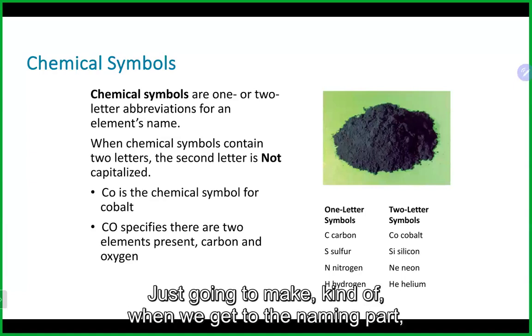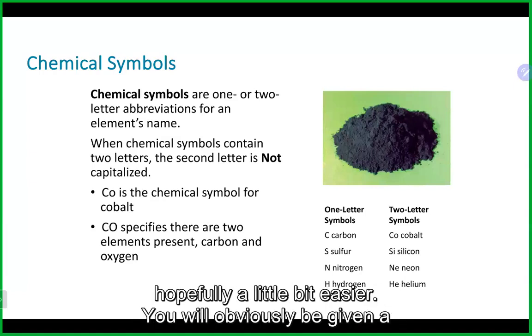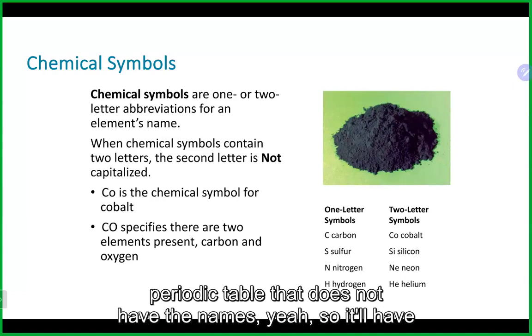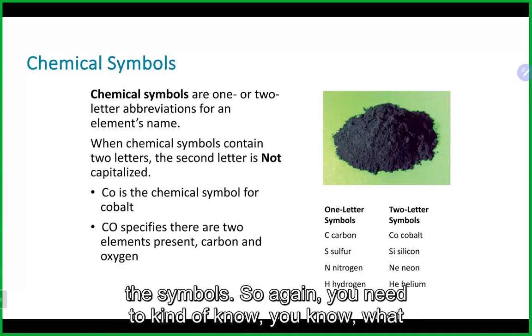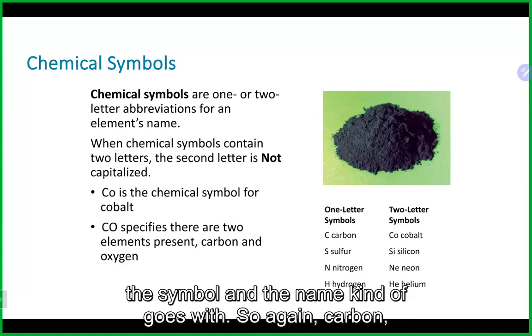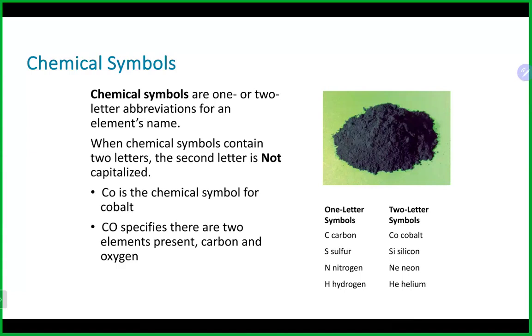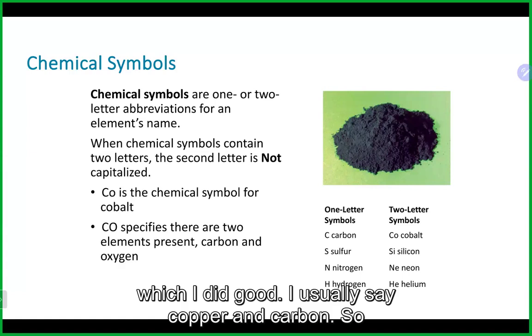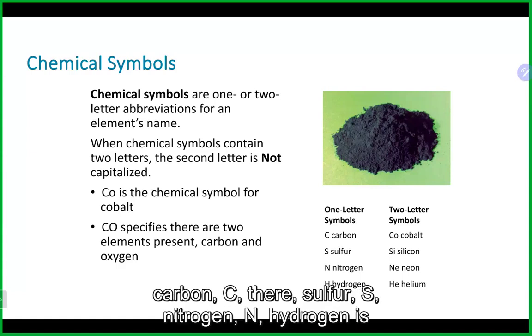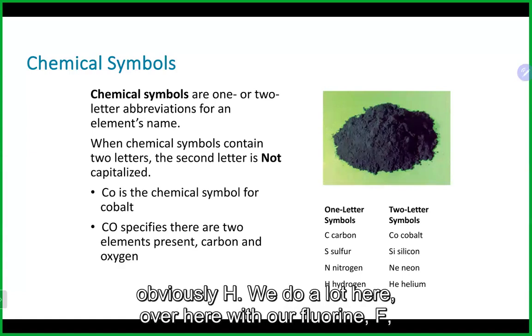It's just going to make the naming part a little bit easier when we get to it. You will obviously be given a periodic table that does not have the names, so we'll have the symbols. You need to know what the symbol and the name go with. So again, carbon, C, sulfur, S, nitrogen, N, hydrogen is obviously H.